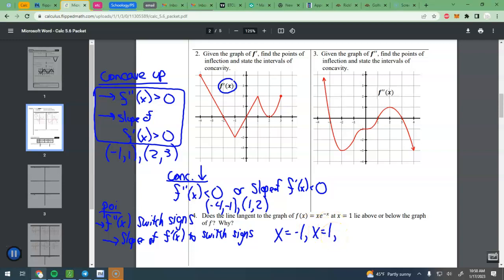Notice this too: is this function differentiable at that spot? It's not, because that's a corner. But it's still a point of inflection, even though it's not a spot where I could take the derivative. Then again at x equals 2.